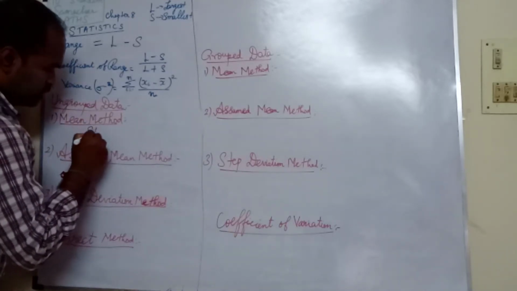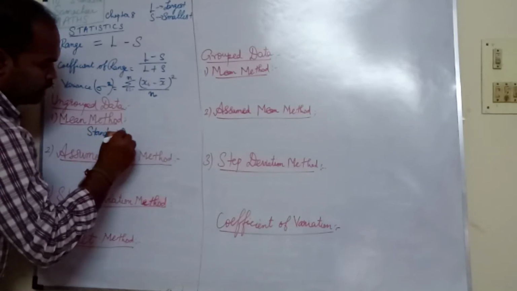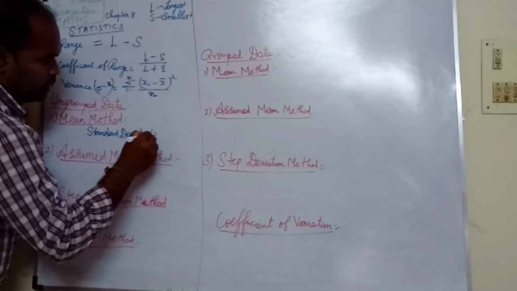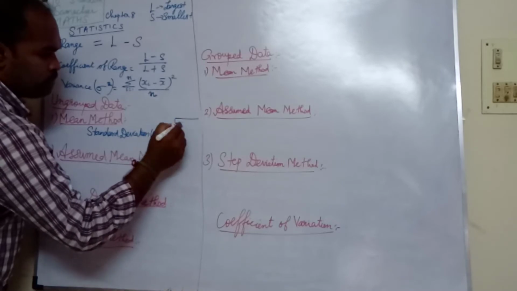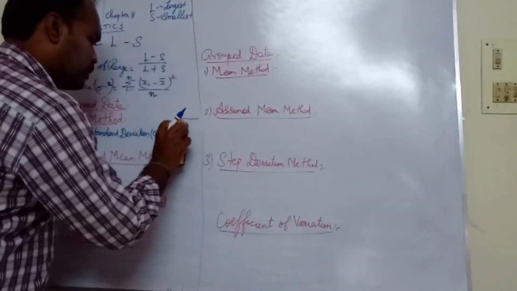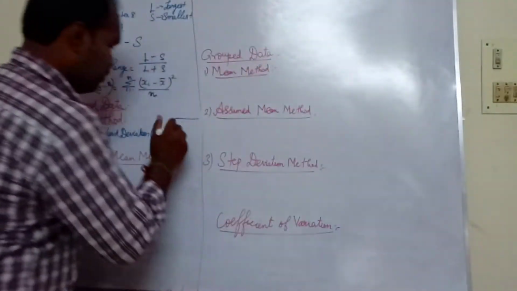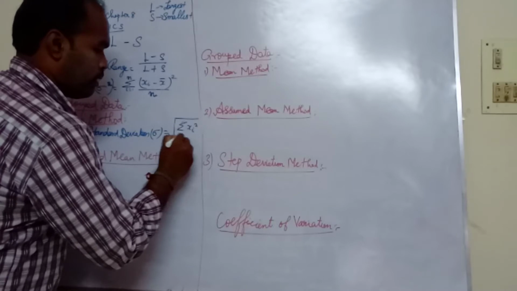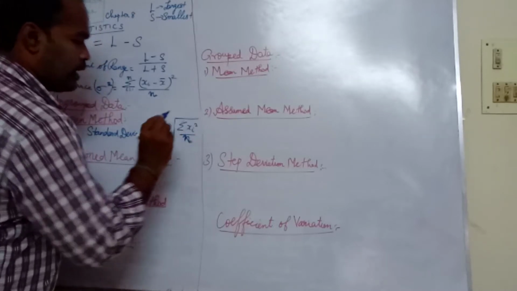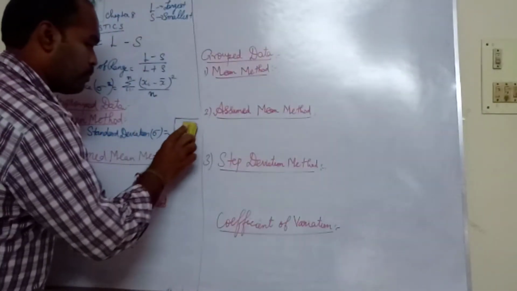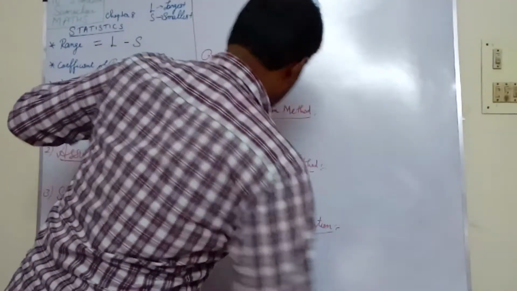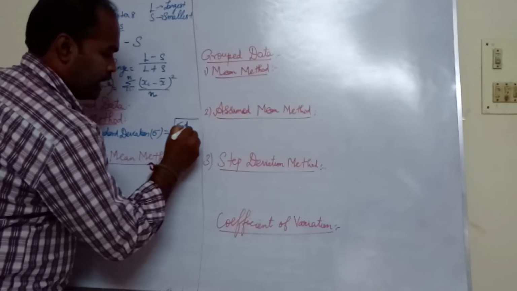Standard deviation equal to square root of sigma xi square by n. Sigma xi square by n. So this is the formula. Sorry, 1 second. Sigma di square by n.